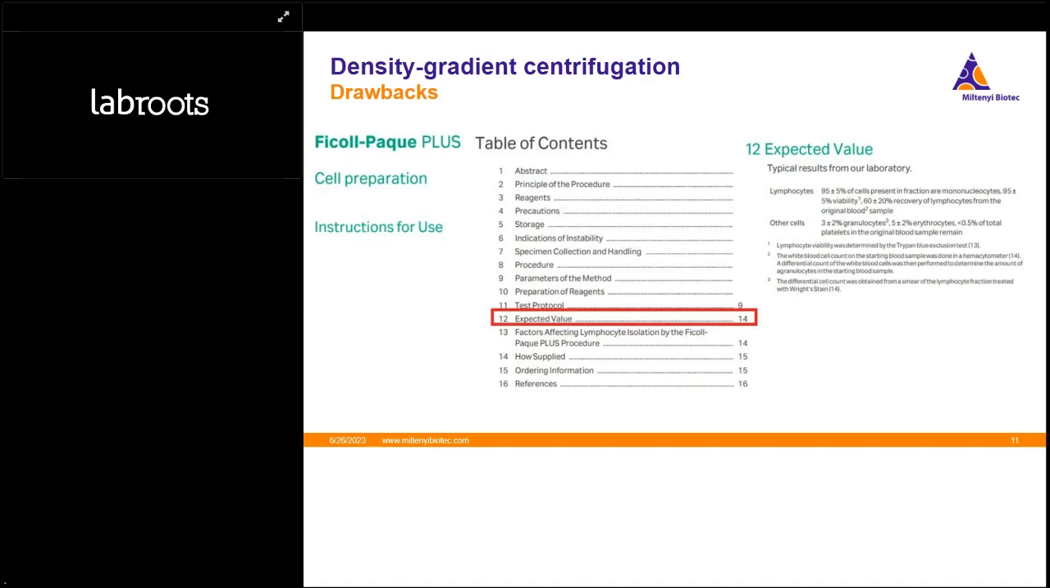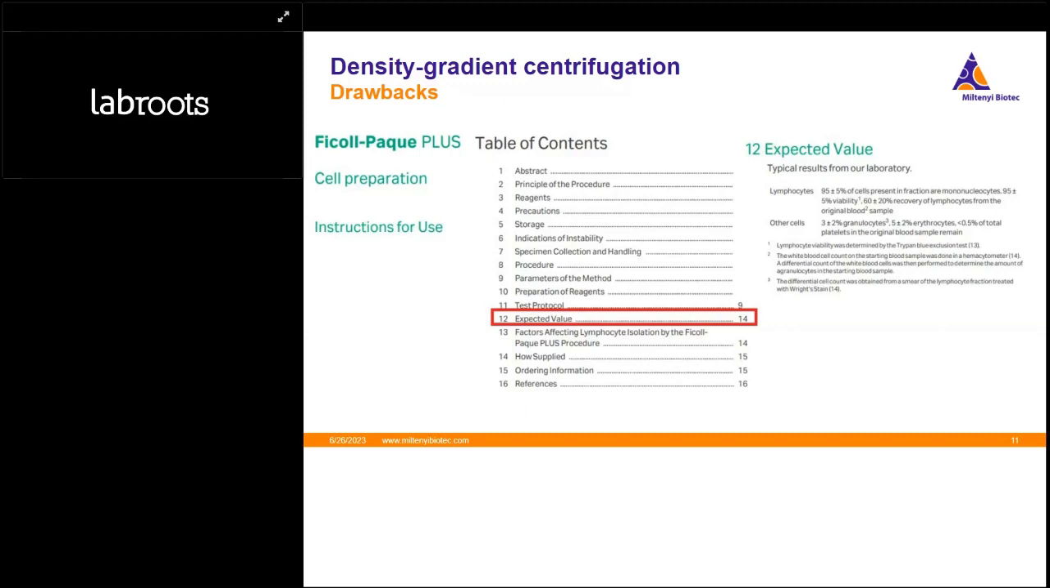What is really not ideal for hematopoietic stem cell research is that, as you can see here, you are going to get roughly up to 5% granulocytes, the majority of which are neutrophils. If you are doing this kind of study, you know how sensitive neutrophils are and how easy it is to activate them, and they are not good for keeping the hematopoietic stem cells healthy.